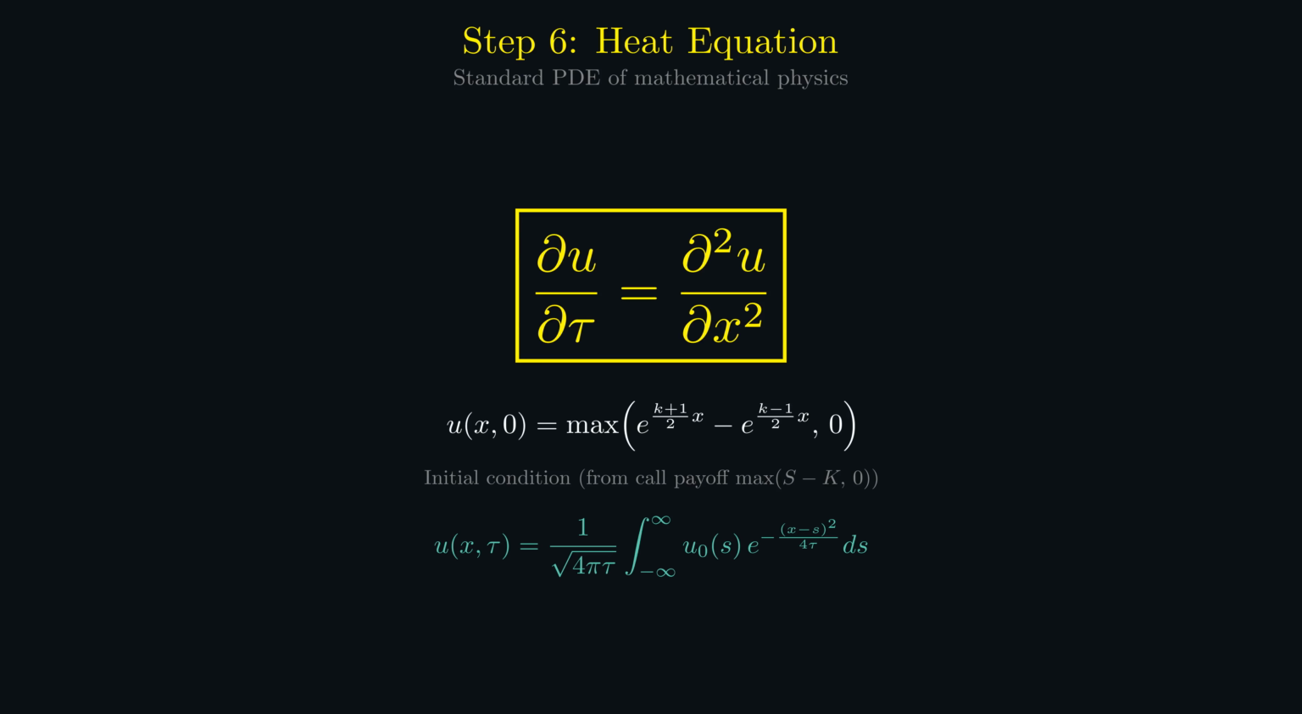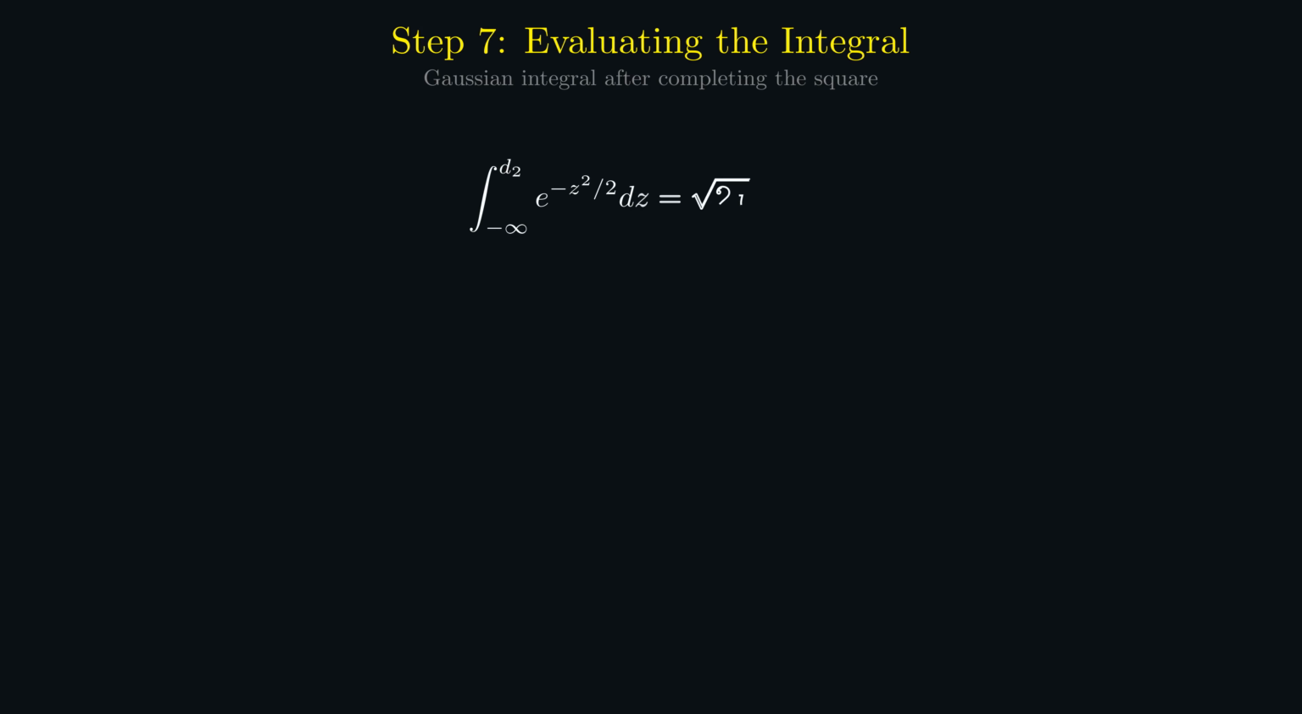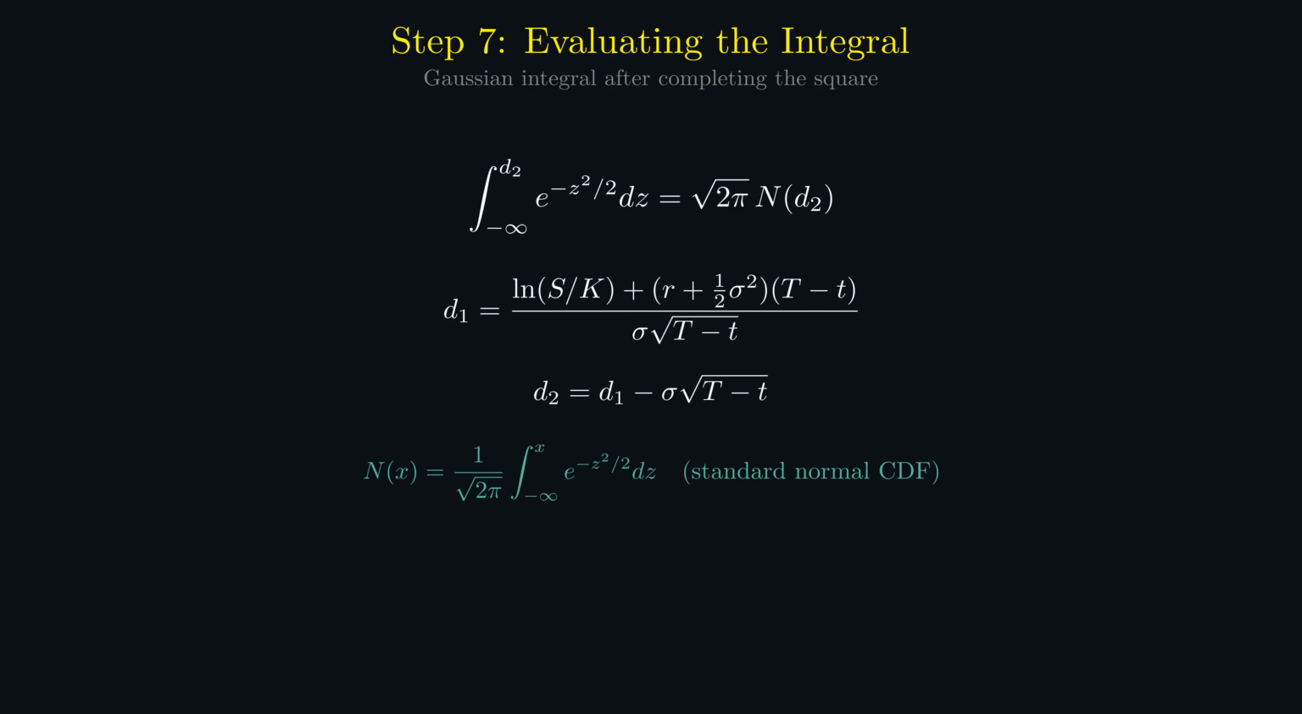The initial condition encodes the call option's payoff at expiry. The heat equation is solved by convolution with a Gaussian kernel. We evaluate the convolution integral by completing the square in the exponent. The integral resolves into the standard normal CDF, N. Two key quantities emerge, d1 and d2.